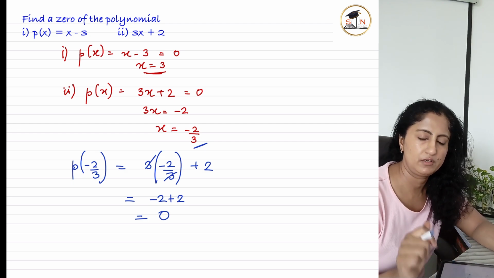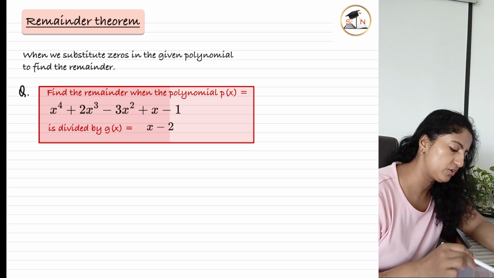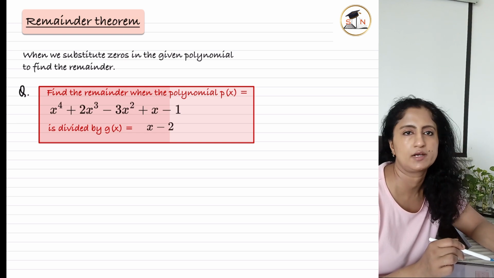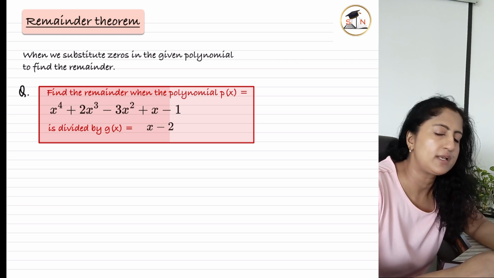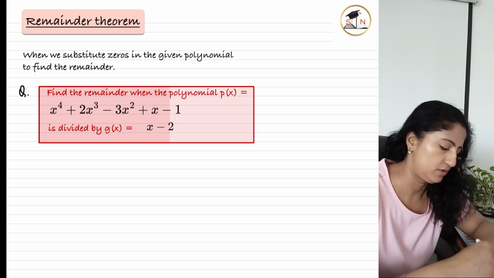Okay. Now, let's move on to the next topic, which is remainder theorem. You will find many questions in various books, and they are important actually, because the questions around remainder theorem can be as short as 1 marker and they can be as long as 4 marker also. Okay.